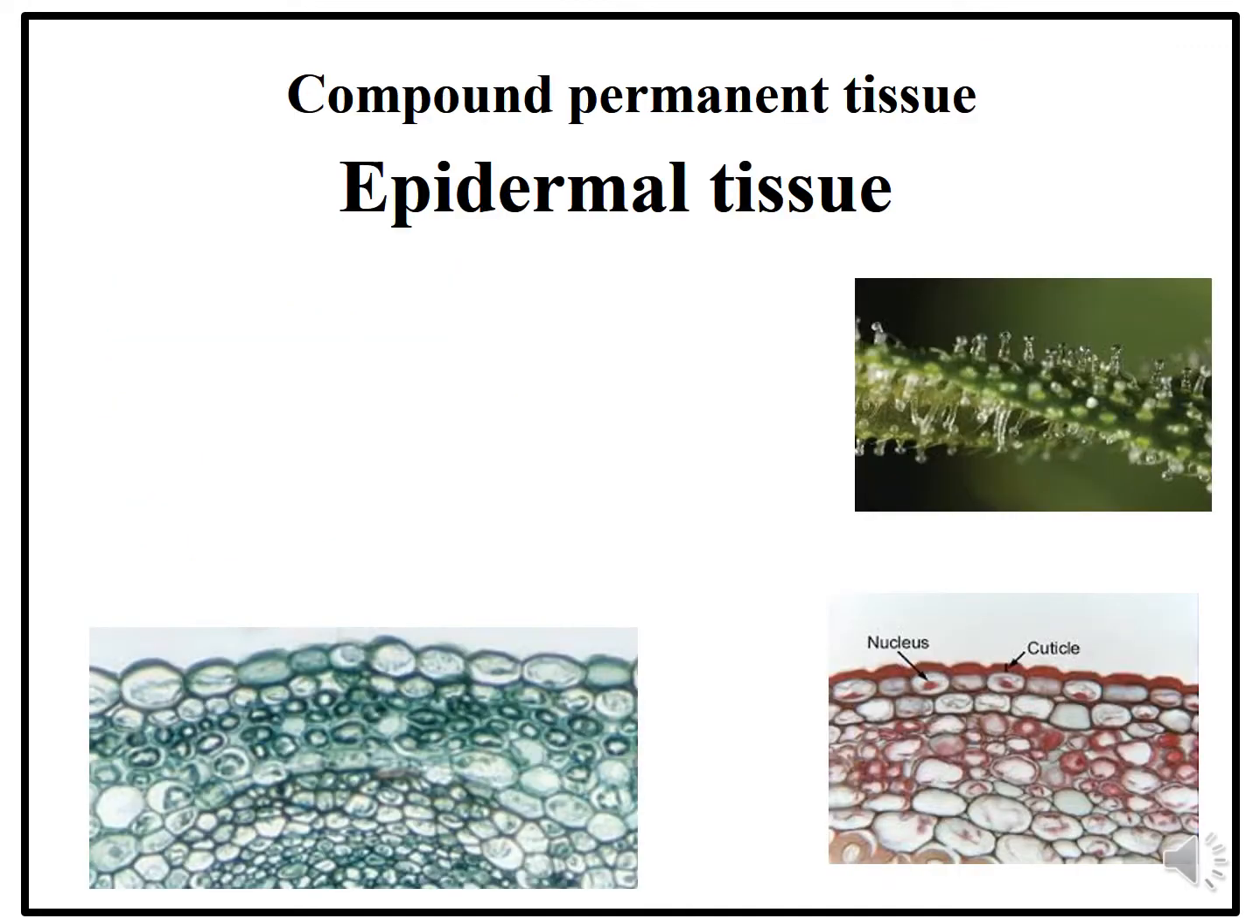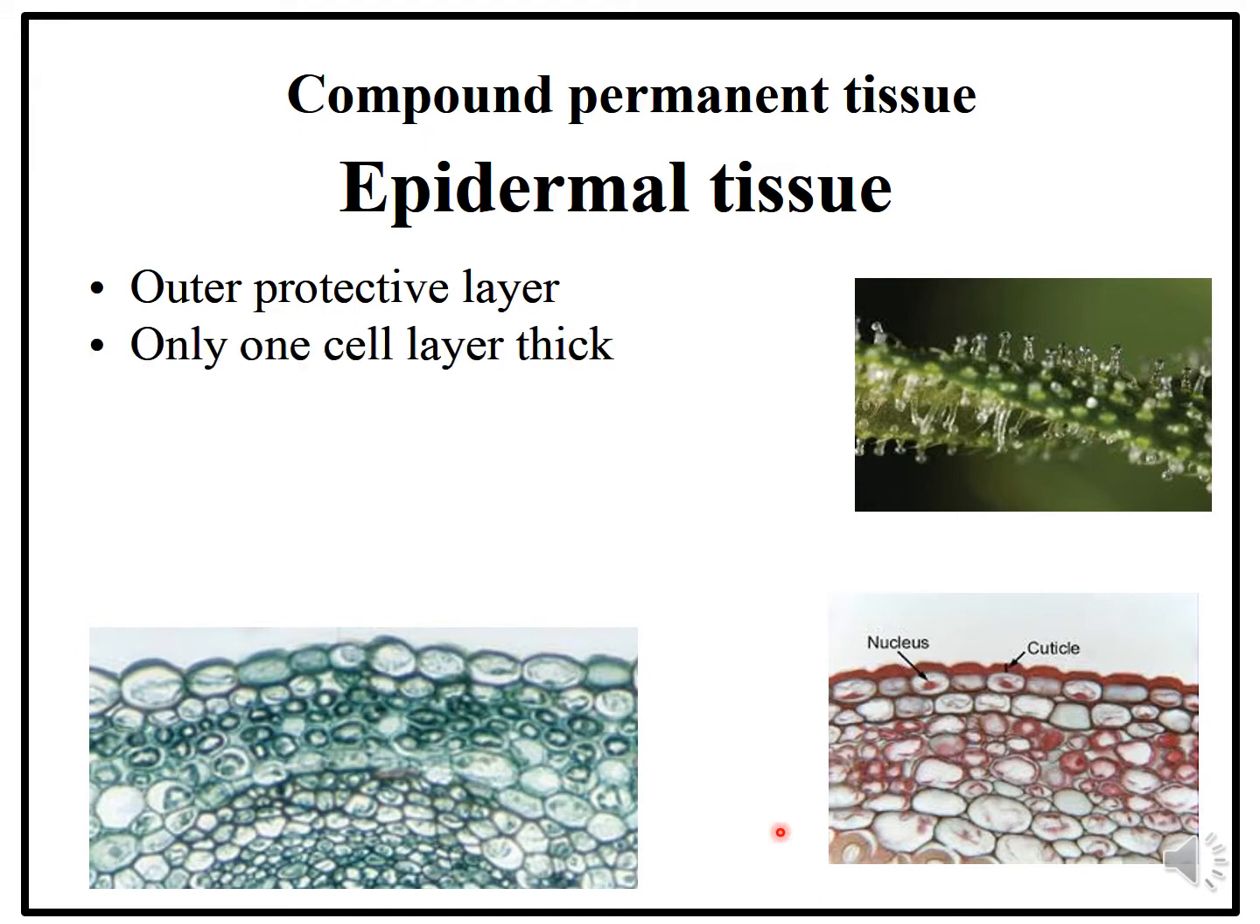The first type of compound permanent tissue that we find is called epidermal tissue. And if you think about yourself, if I ask you what your epidermis is, you'll tell me that it is your skin. And it is the same with a plant. Epidermal tissue is like the skin of a plant. It is the outer protective layer of the plant.